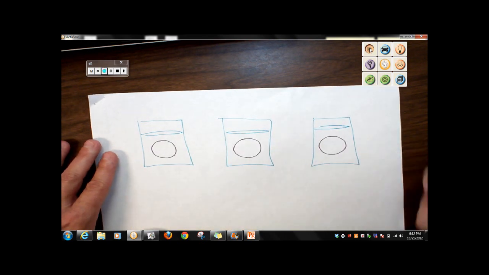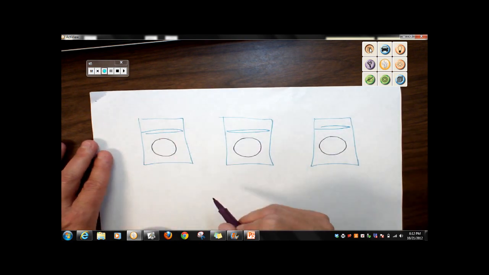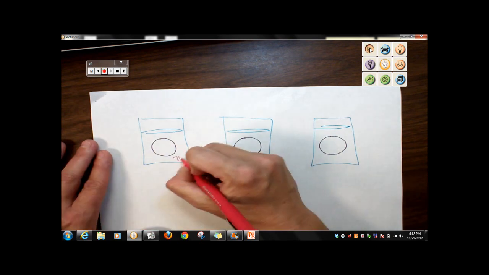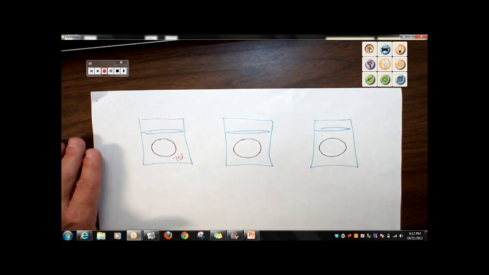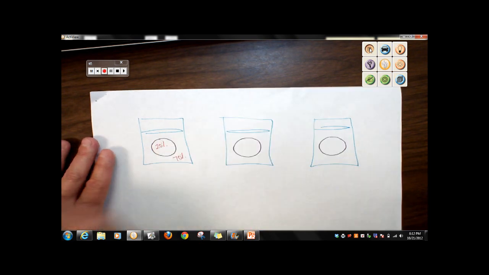So anyway, here's a cell placed in a beaker of water. And in this first beaker, we're going to put a 70% solute concentration. And the cell inside will be 20% solute.